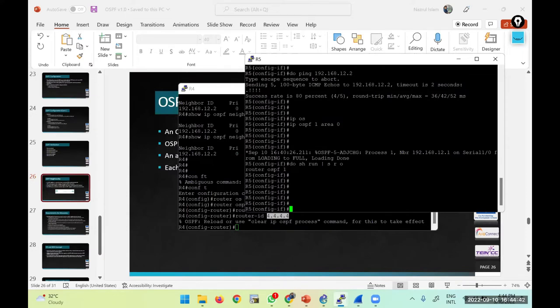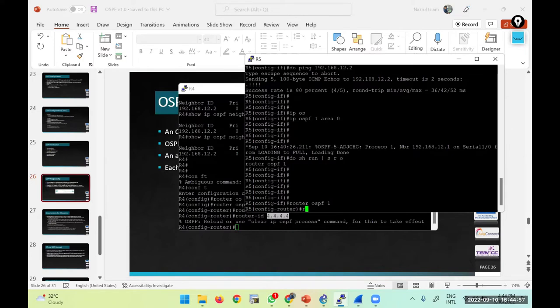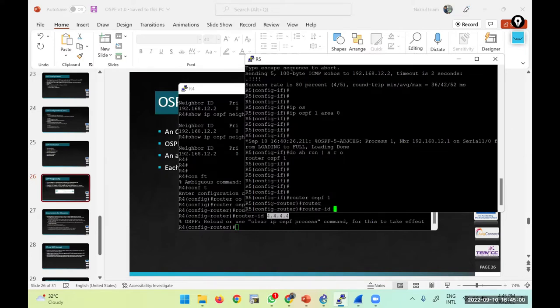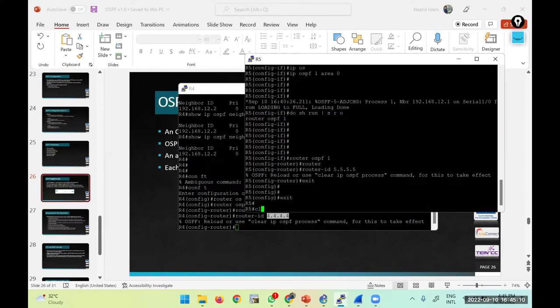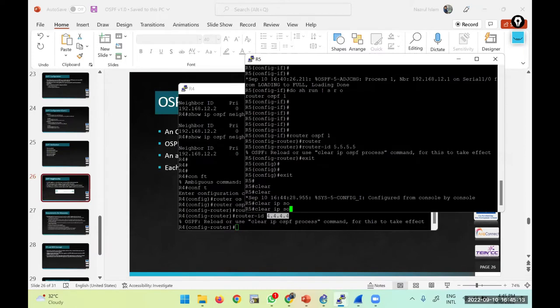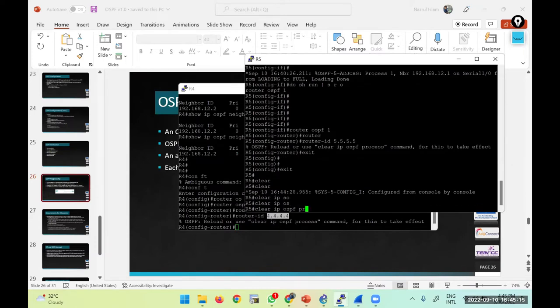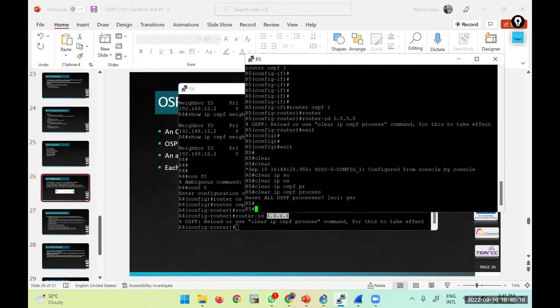Okay, so we are in interface mode, but if we have to configure the router ID, then we have to go into the OSPF process. So router ospf 1, then we can configure the router ID. For router 5, I'm configuring the router ID. Same here, clear the OSPF process to change the router ID. Clear ip ospf process. Yes.